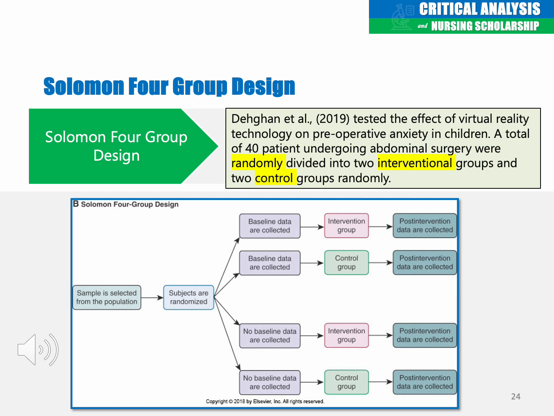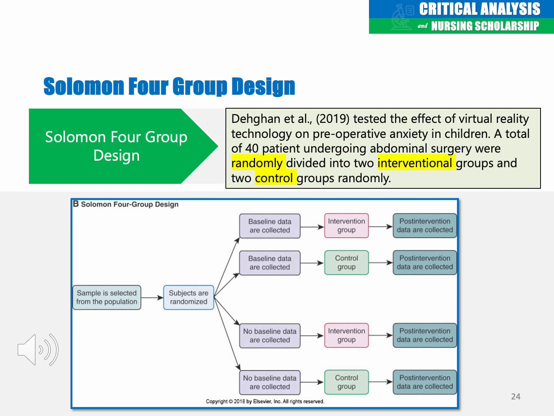Now, for an example, in 2019, Deghan et al. tested the effect of virtual reality technology on preoperative anxiety in children. A total of 40 patients undergoing abdominal surgery were randomly divided into 2 interventional groups and 2 control groups.